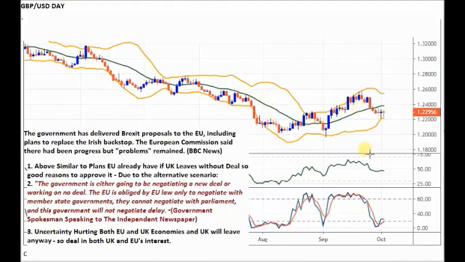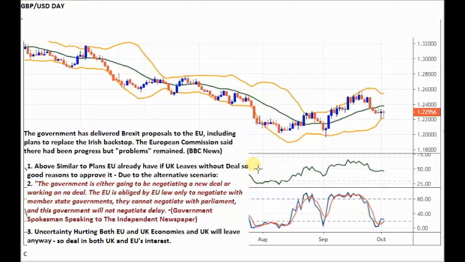I'll do my technical levels in a moment, but in terms of all GBP pairs, it's just very important to know what's going on in terms of Brexit, and we're getting to the end of the saga, so to speak. The UK government has just delivered its new proposals to the EU, including plans to replace the Irish backstop. The European Commission have said there has been progress, but problems remain. I just took that from BBC News tonight. Obviously, the EU are going to come back with a response.